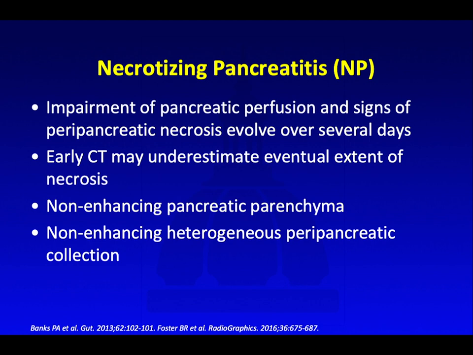Necrotizing pancreatitis, with all that inflammation, impairs the pancreatic perfusion, and these signs of pancreatic and peripancreatic necrosis can evolve over several days. And that's the reason that the early CT may underestimate the eventual extent of necrosis. We identify necrotizing pancreatitis based on non-enhancement of the pancreatic parenchyma and/or non-enhancing heterogeneous peripancreatic collection.